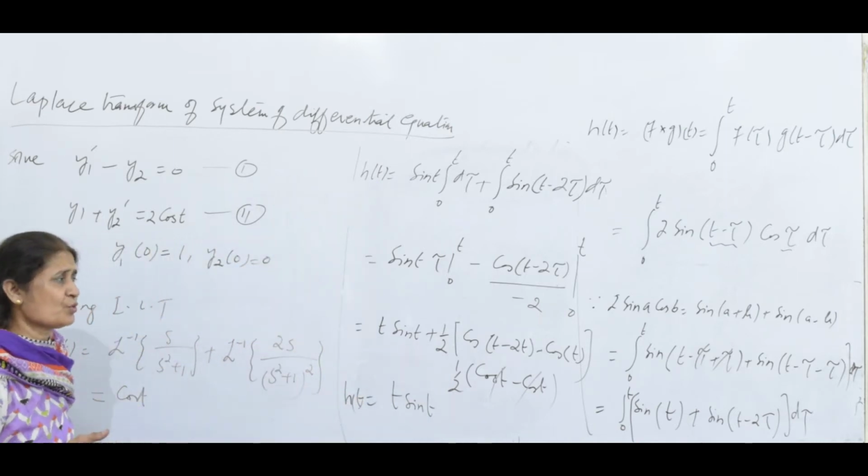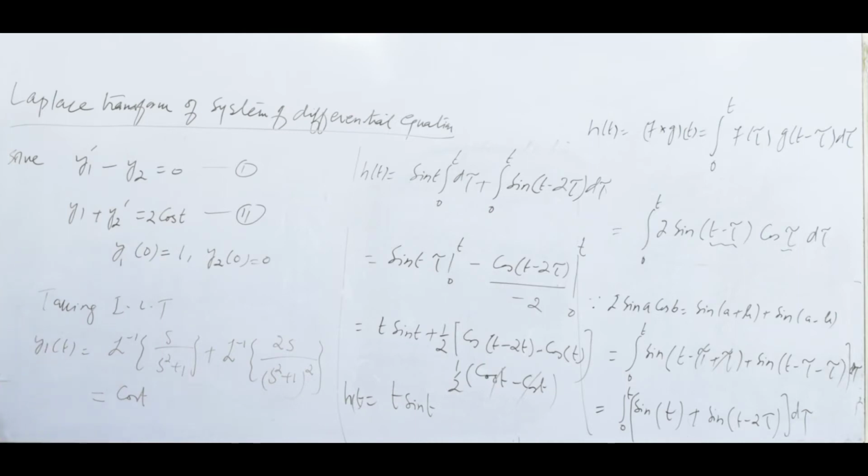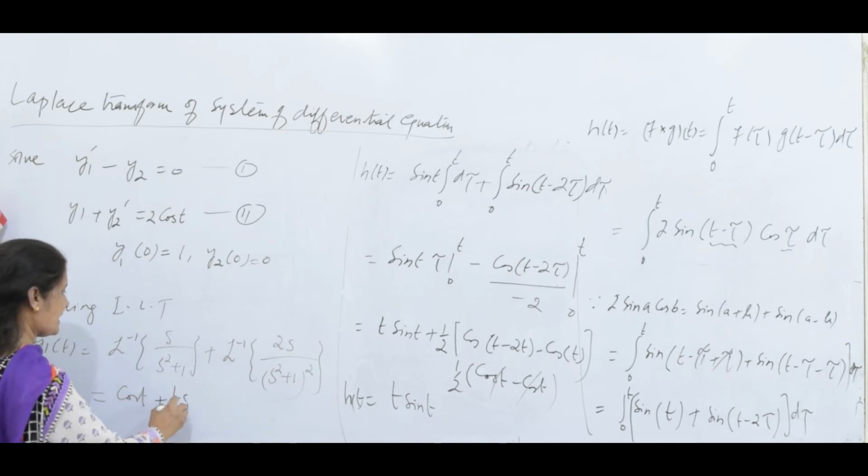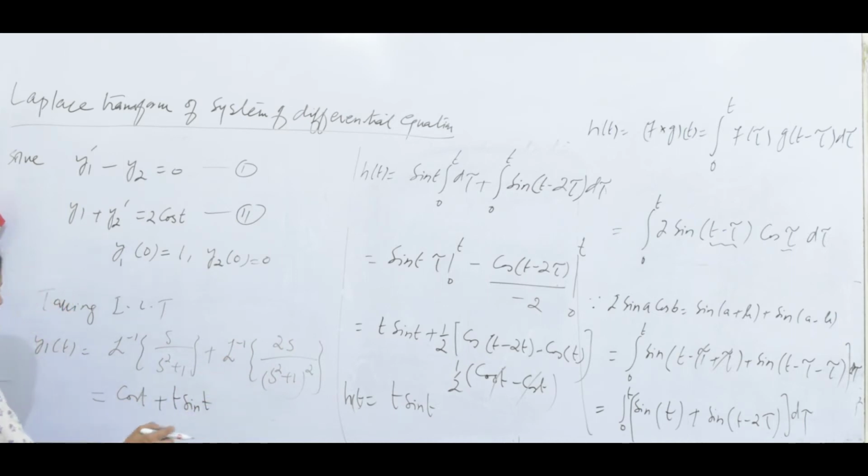So you are using the convolution to find the inverse Laplace transform of the product of the functions. So its answer is t sin t. This is y1(t). Now if you are using Cramer's rule for the second, that's okay. If not, then it is a simple function. If you differentiate this and put it here, you are getting y2.